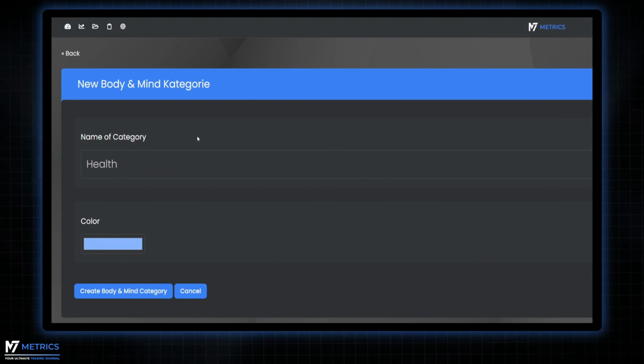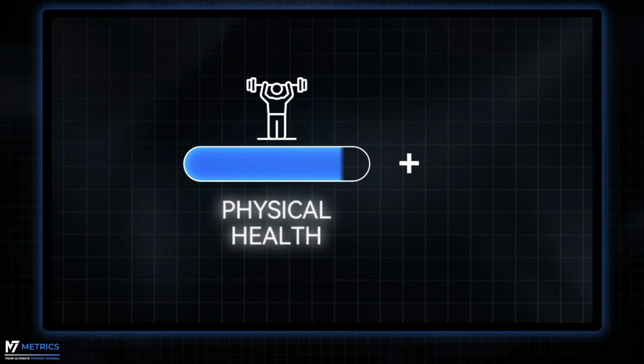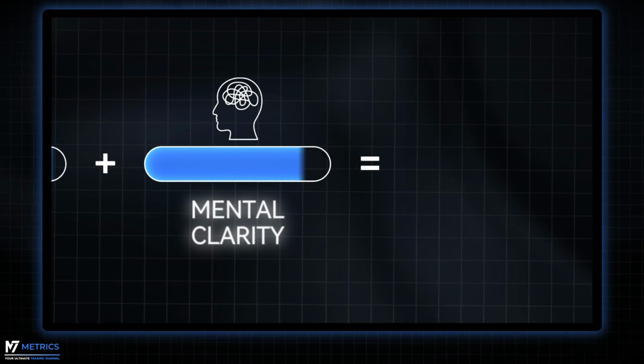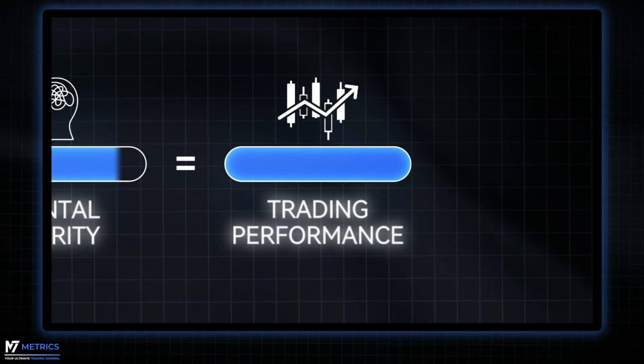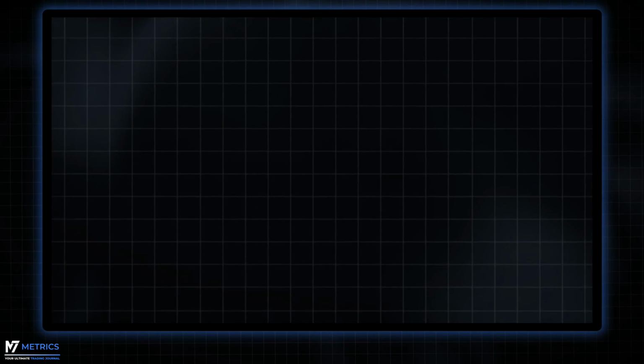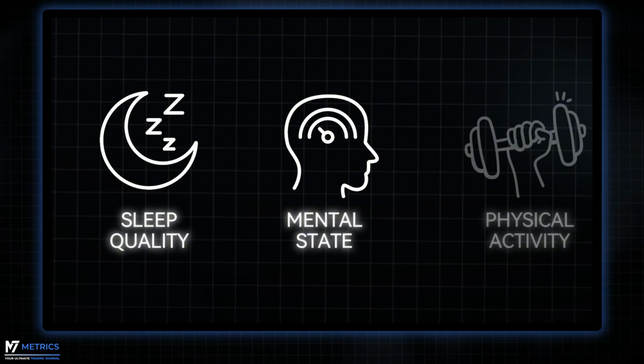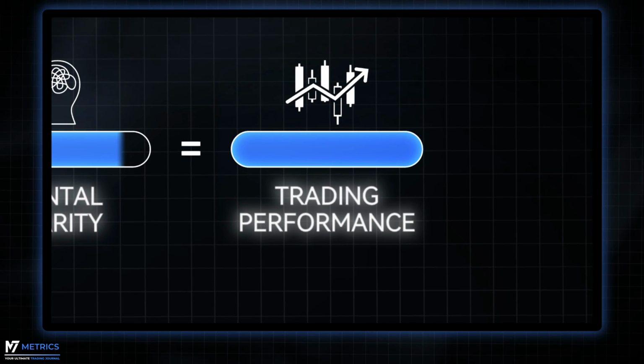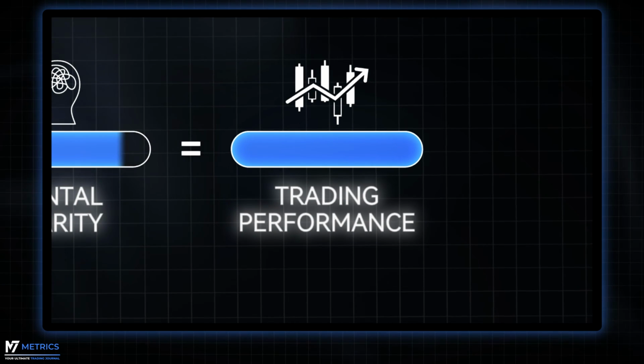Before we add our first category, let's understand why this step is vital. Research consistently shows that a trader's physical health and mental clarity directly influence their decision-making and overall trading performance. Factors such as sleep quality, mental state, and physical activity play significant roles in how effectively you can trade.